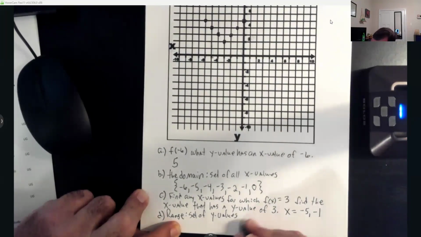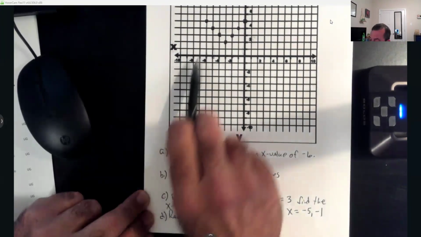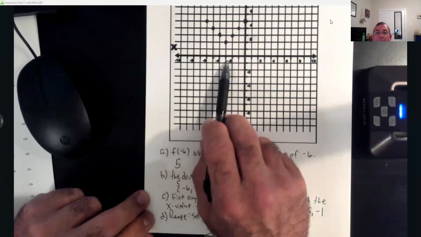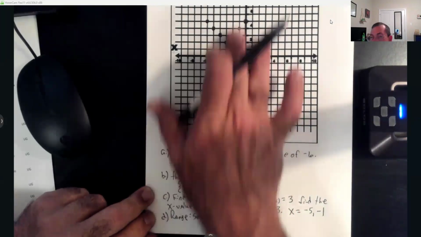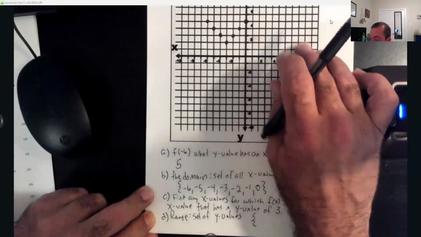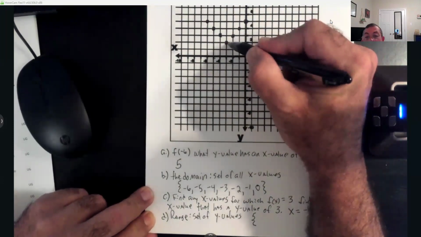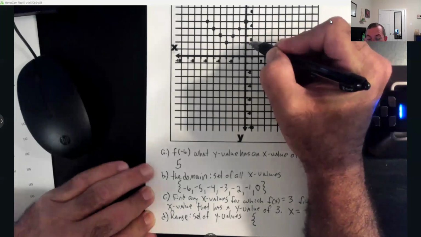So once again, they'll give us our parentheses, and we're just going to find all the y values of these points. And usually on the y values, I start from the bottom and go up. On x values, I always start from left and go right. So the bottom point, if you go straight across, has a y value of 2.